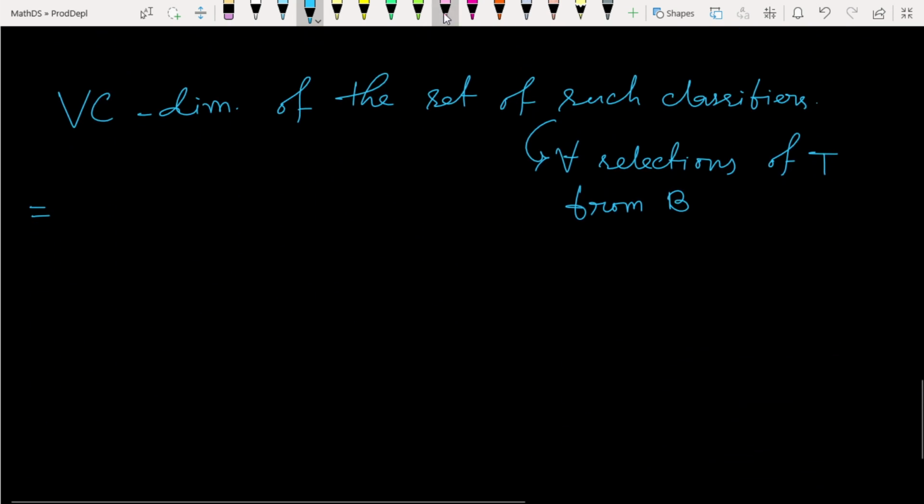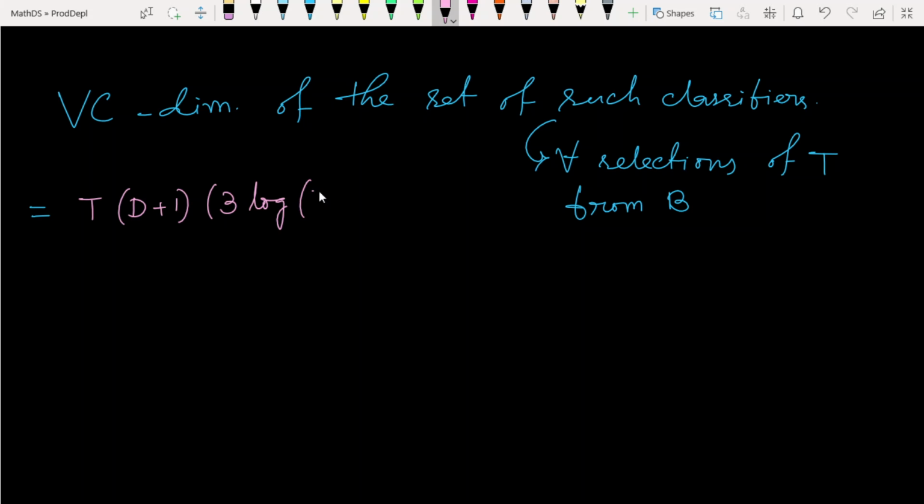Its VC dimension will be simply T into (D plus 1) into 3 log of (T into (D plus 1)).